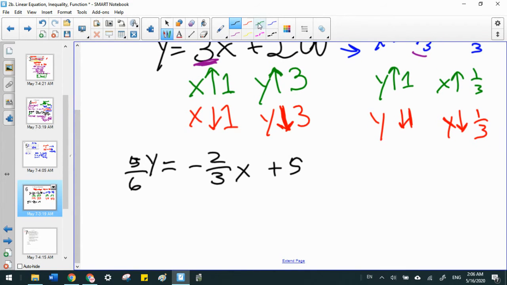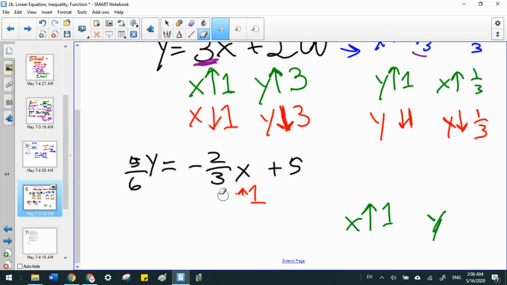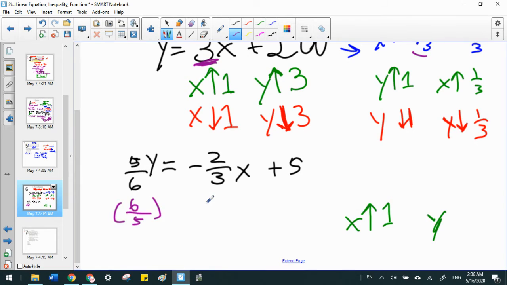So now, if you had to answer the question like, when x goes up by 1, how does my y value change? Now it's a little bit tougher, because when x goes up by 1 in this case, you're not really able to tell how the y value changes super easily. So then what you would do is try to isolate y on one side of the equation and then use the slope to determine your change in y as x changes by 1. And the way you would do this is multiply both sides of the equation by 6/5.